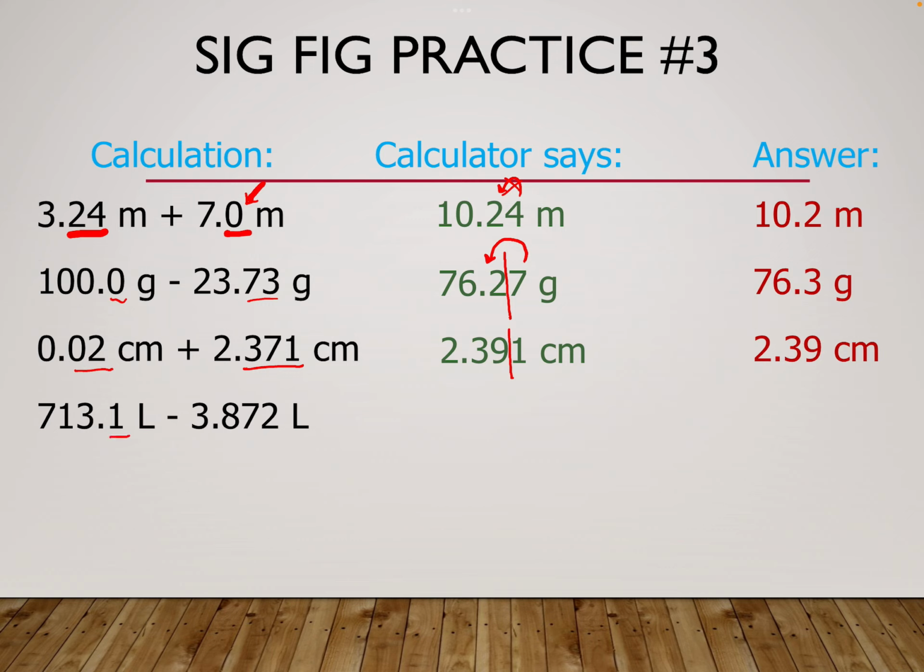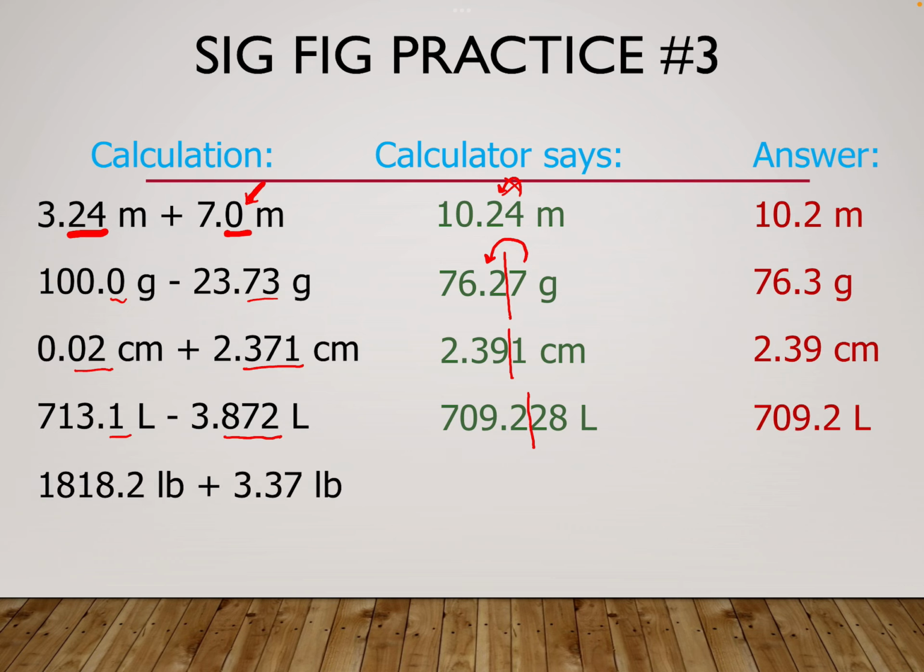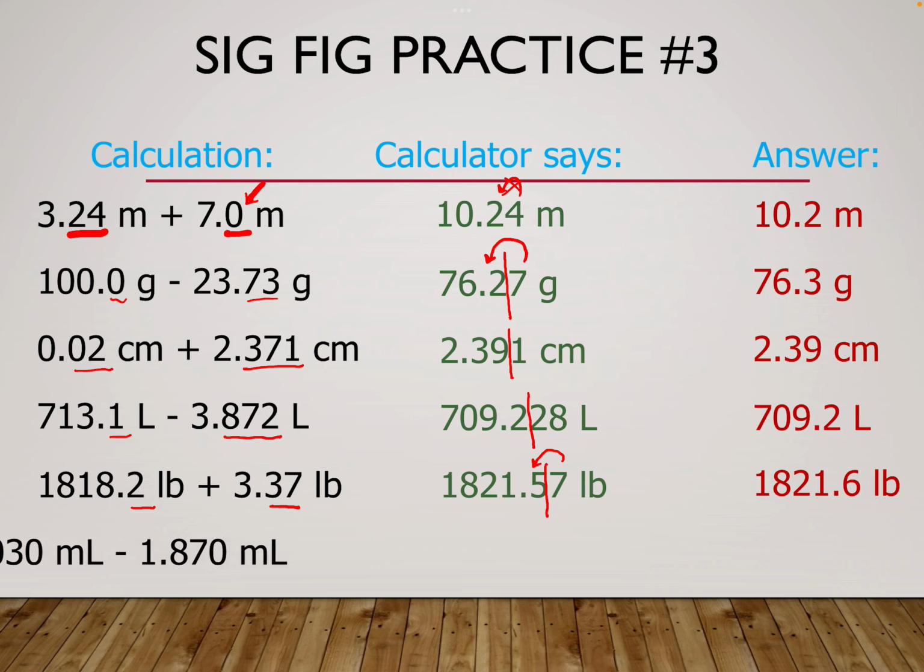Here's another one. 1 digit past the decimal versus 3 digits past the decimal. So here's what our calculator says. Again, we have to match our least precise measurement, so only 1 digit past the decimal. That 2 does not round up the other 2, so we just chop it off. Here's another one. 1 digit past the decimal versus 2. So this is what our calculator says, but we can only have 1 digit past the decimal. The 7 rounds up the 5, and there we go.